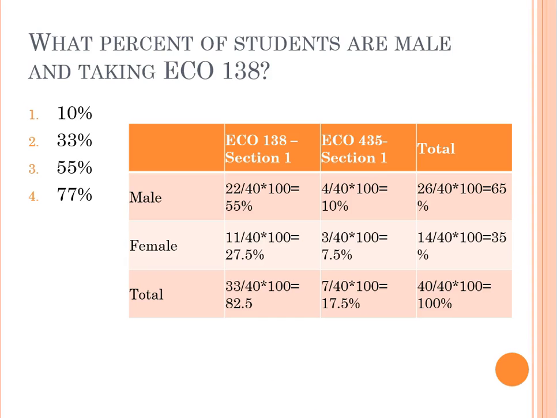So now that we have our table created, we can start answering questions that try to describe the types of students that we have. Here, this problem is asking us about the male students who are undergraduates. What percent of students are male and undergraduates? That is this cell here, the intersection of male students and undergraduate students. So the correct answer here is 55%.